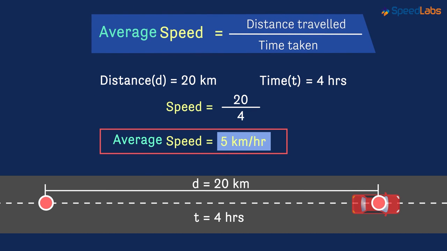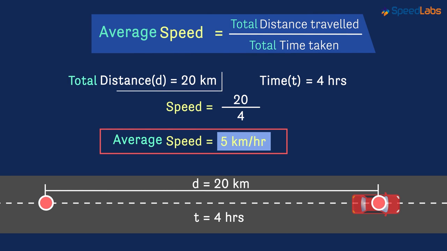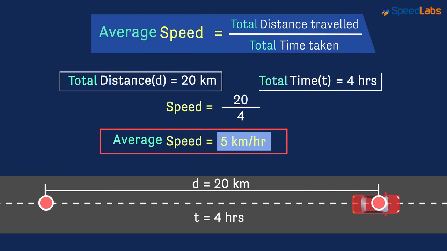Average speed is defined as the total distance covered by an object over the total time taken. So in our example, we are given a total distance that the car travels and the total time taken by it to cover that distance. And hence we calculated the average speed of the car for the entire journey. I'm sure that you're clear with the idea of average speed now.